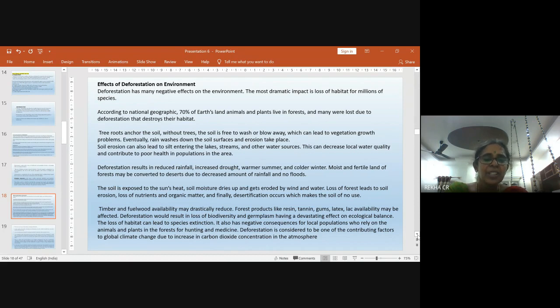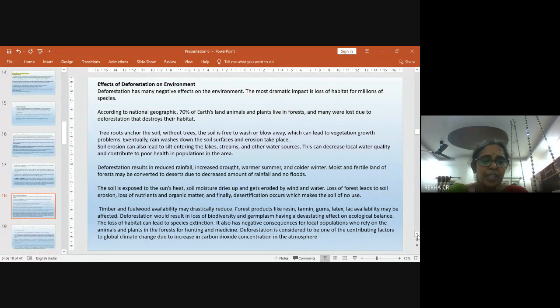So secondly, deforestation results in reduced rainfall, increased drought, warmer summer and colder winter. So the moist and fertile land of forest may be converted to deserts due to decreased amount of rainfall and no floods. The soil is exposed to the sun's heat, and the moisture present in the soil gets dried up and gets eroded by wind and water. So this erosion results in loss of nutrients, loss of organic matter, and finally, it leads to desertification, which makes the soil of no use.